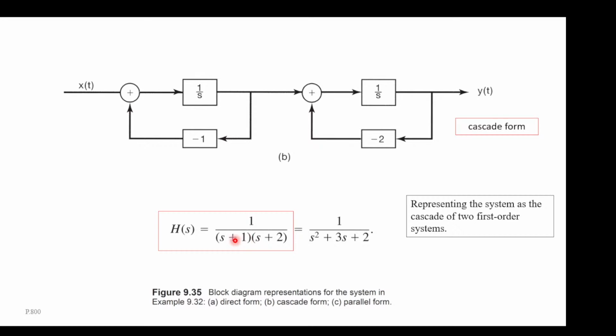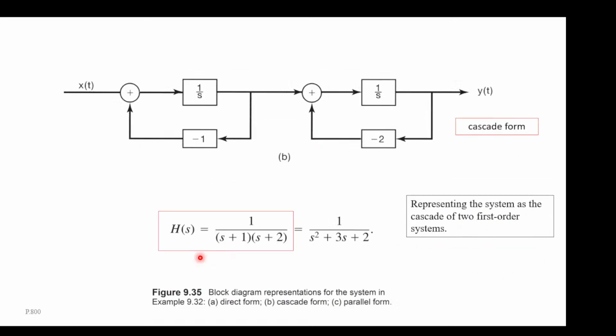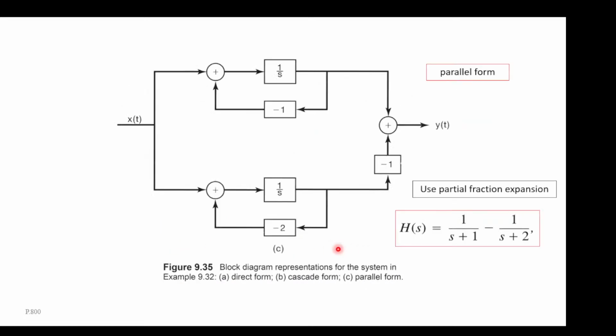And finally, we can also do partial fraction expansion to write this 1 over s plus 1, s plus 2 as 1 over s plus 1 minus 1 over s plus 2. And so we will have this parallel interconnection. So we have a 1 over s plus 1 system and 1 over s plus 2 system here, and you do a subtraction here. Okay.